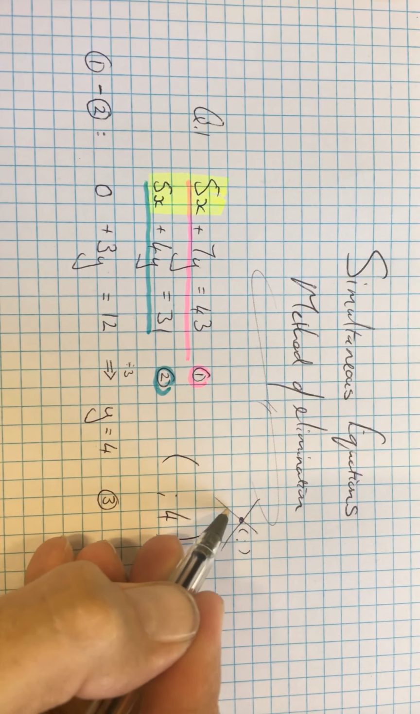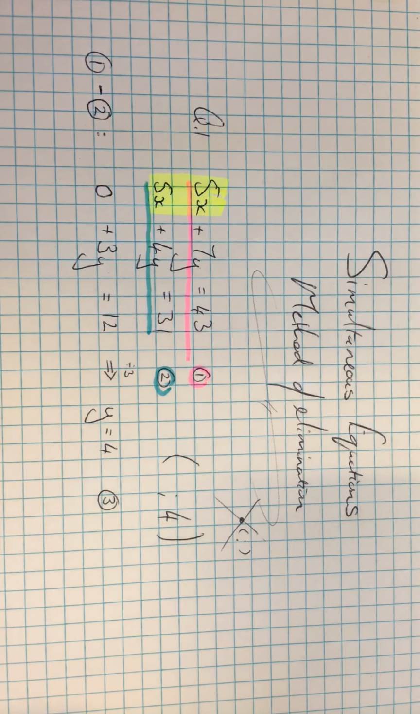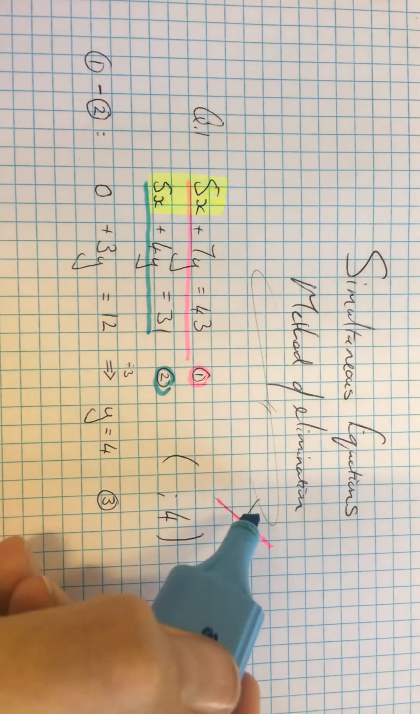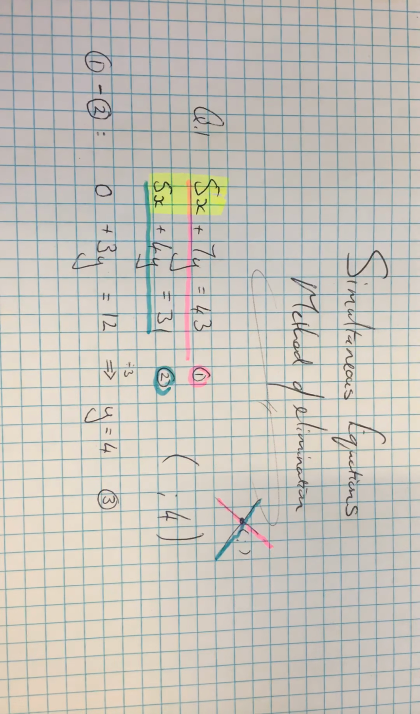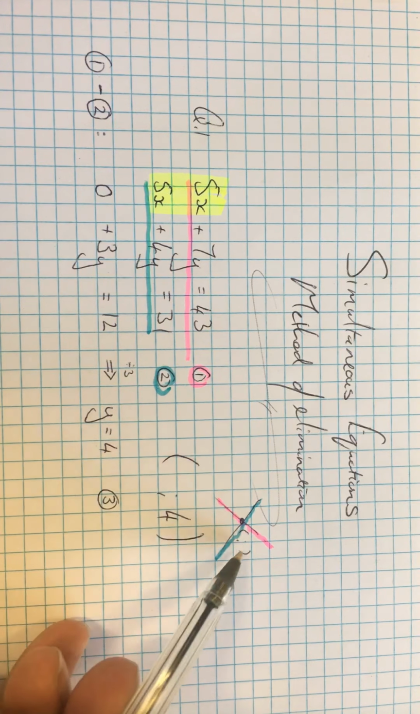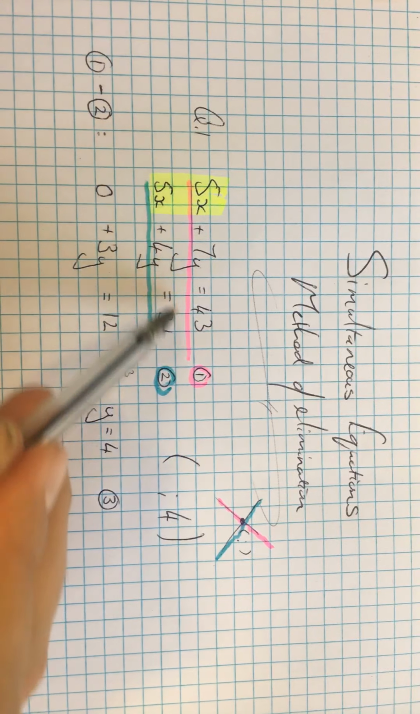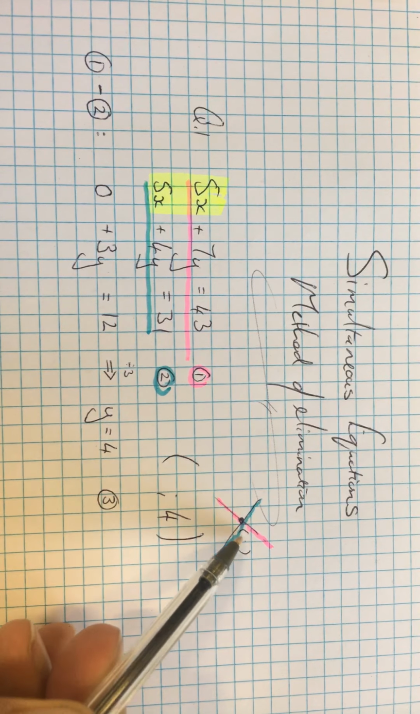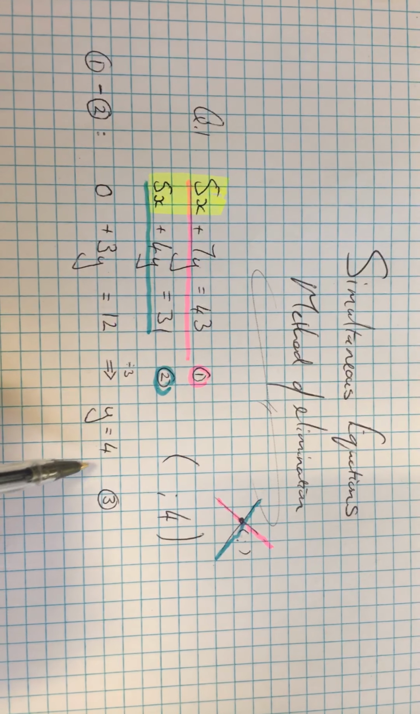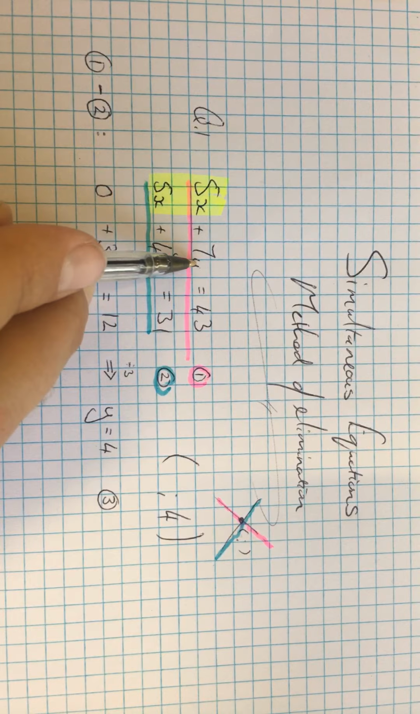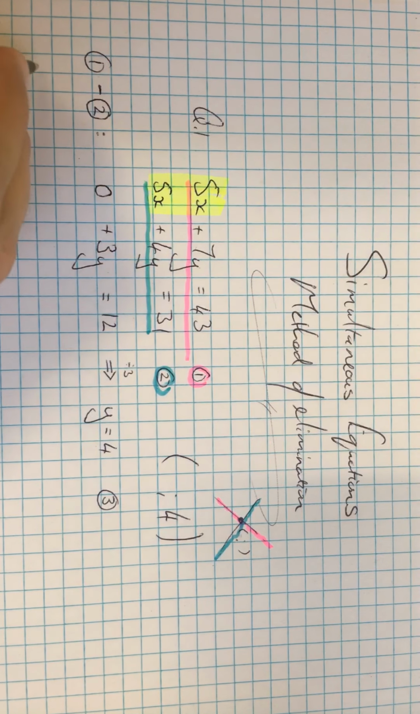It doesn't matter if you substitute into this line. Let's just say this is equation 1, and this is equation 2 for argument's sake. It doesn't matter if you substitute y into the blue equation or into the pink equation. It is the same point. You will get the same x coordinate. So what's the easiest? Well, 4 times 4 is easier than 4 times 7, so I'm going with 2.